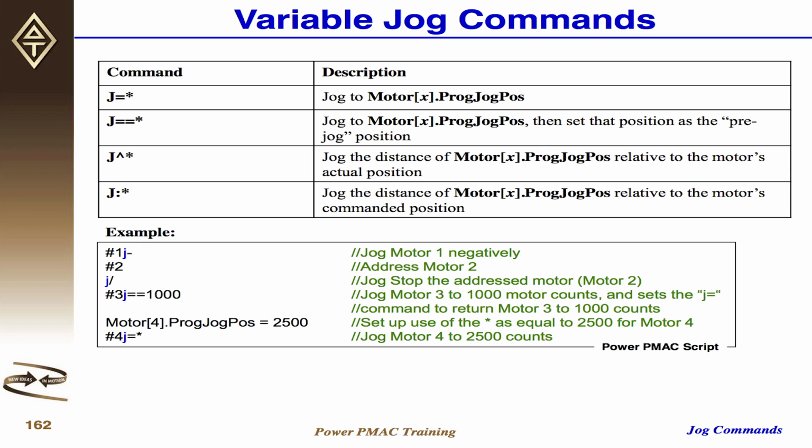Then there's j=1,000, which will jog you out to 1,000, and then if you move away from 1,000 and then issue a j=, it'll send you back there. And then the last two lines use the prog jog pause register, setting it equal to 2,500 and moving the motor out there using the j=asterisk command. So I'll give you a second or two if you want to try this.